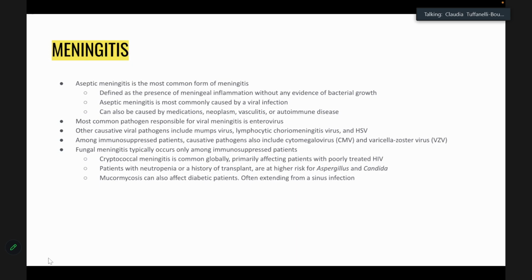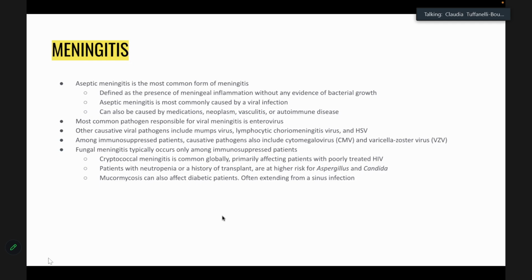There's also fungal meningitis, which is pretty rare, but it's much more common and something to be aware of in your HIV patients that have low CD4 counts and high viral loads. And then patients that are severely neutropenic or have a history of transplant, you can be concerned for Aspergillus and Candida, as well as cryptococcal meningitis, just like in the HIV patients.